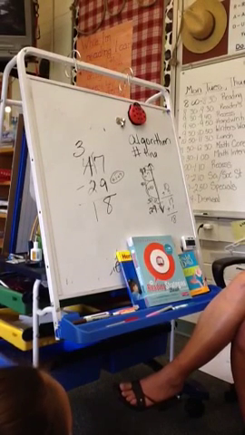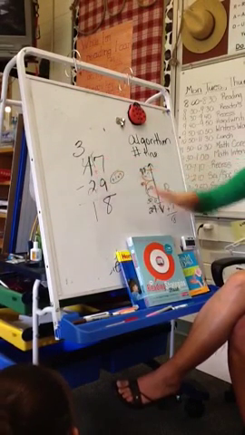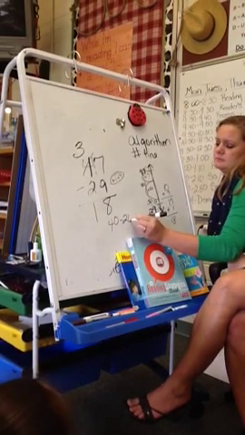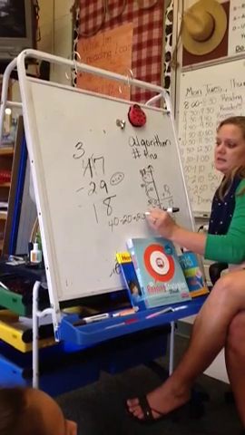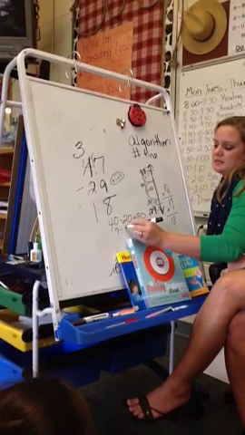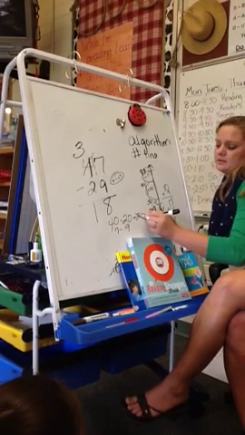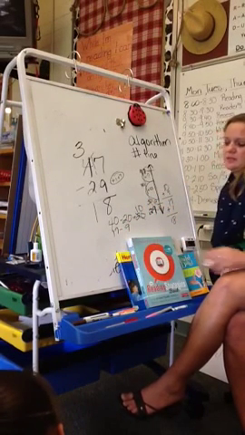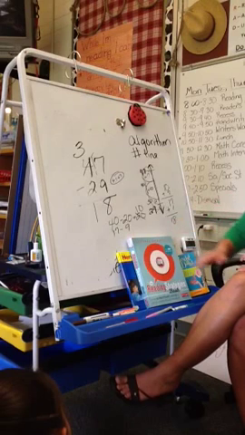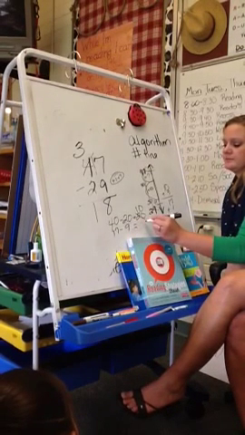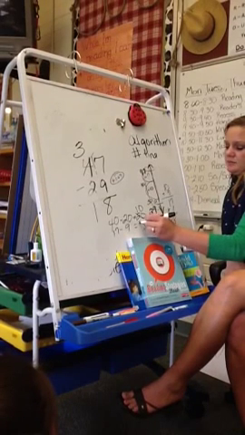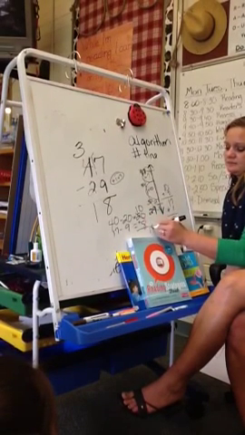Then there's decomposing. I could take 40 minus 20 is 20. And then I have 7 minus 9. Can I do that? No. So I have to take a group of 10 away. So that turns into 10, and I put my 10 in front of the 17. What's 17 minus 9, boys and girls? 8. 10 plus 8 is 18.